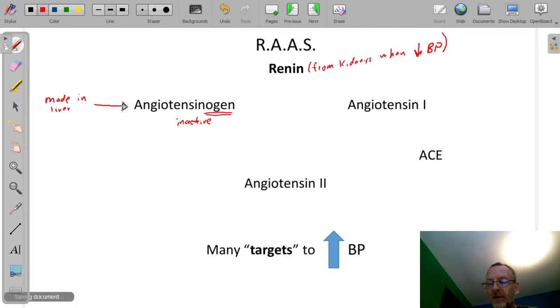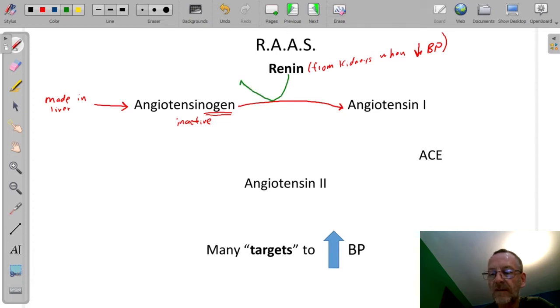Angiotensinogen is circulating in the plasma in an inactive form, and it gets converted to angiotensin 1 by renin. So renin converts that, and it acts as an enzyme. So renin is still available to catalyze the same reaction again. So renin converts angiotensinogen to angiotensin 1. This is another cascade of reactions. Angiotensin 1 is in turn converted to angiotensin 2.